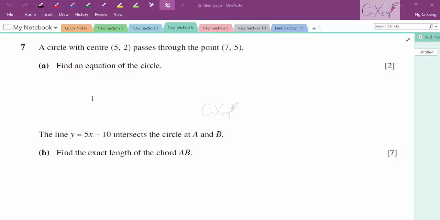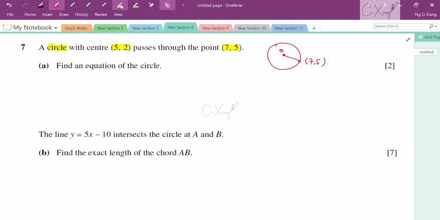Okay, so we are now at question number 7. Right, so there's a circle with the center 5, 2 and passing through the point 7, 5. So generally we're having a circle, and then the center is 5, 2, and also there's one point where it is 7, 5. All right, so very obvious, the distance from the center to the point is the radius.